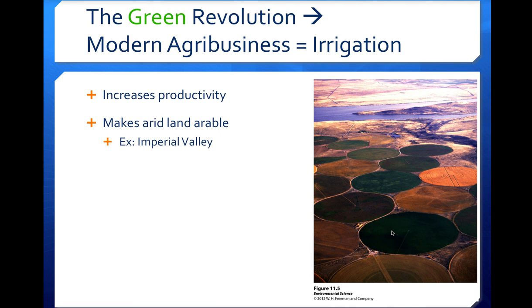Now, irrigation makes arid land, like semi-desert or desert land, arable, meaning farmable. An example of this is the Imperial Valley, which is right here in Southern California. The Imperial Valley actually is a desert, but because of all of the water that we ship into that region, they're able to grow fruits and vegetables there.